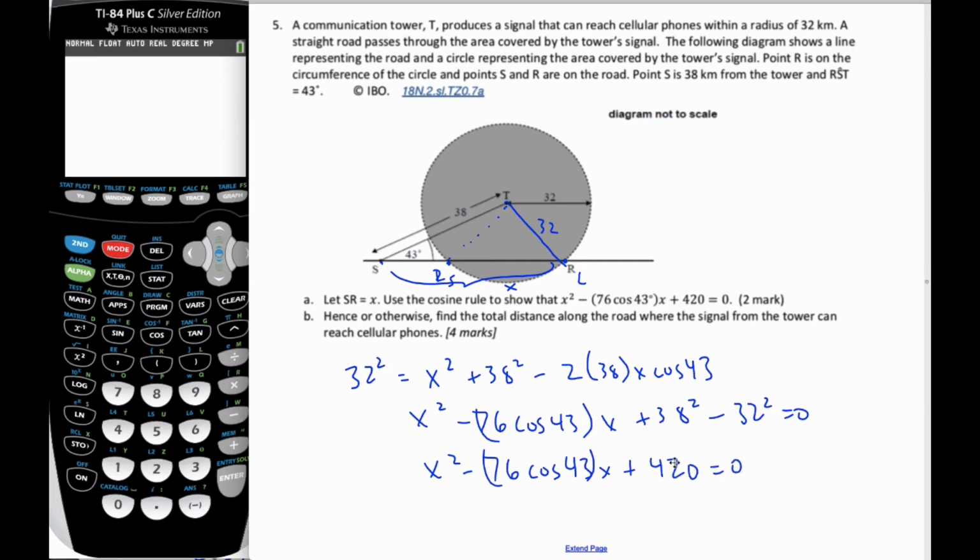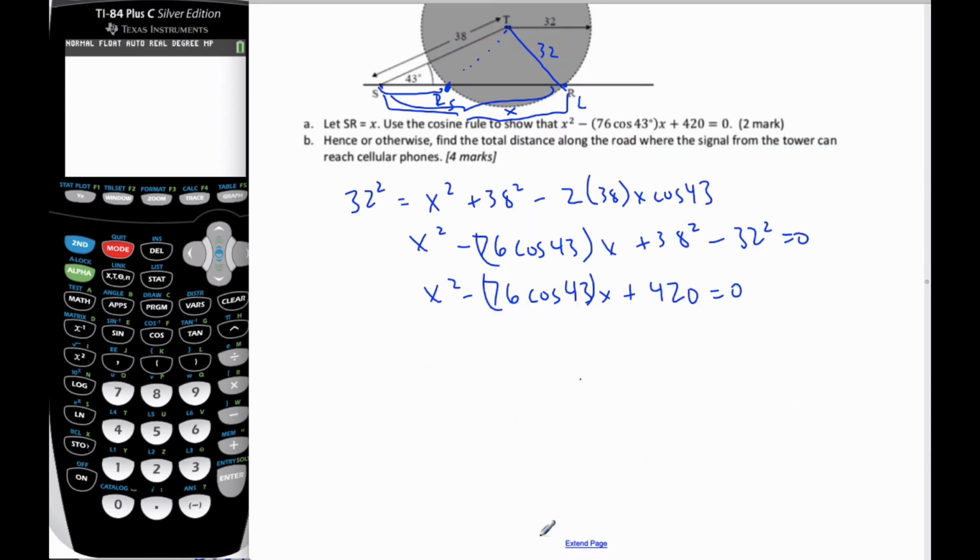So now I need to find, hence or otherwise, the total distance along the road where the signal can be. Well, I want to find the difference between this short distance and the long distance here. So if I can solve this quadratic equation, which gives x, the short distance and the long distance, that will help me find the difference between the two.